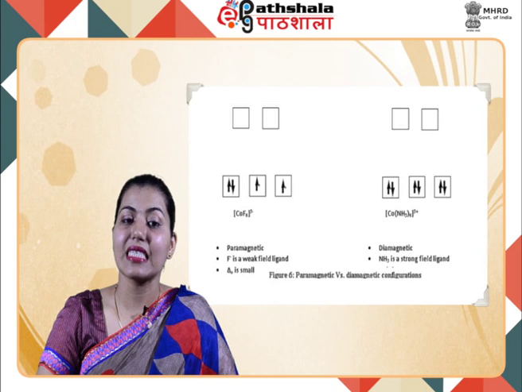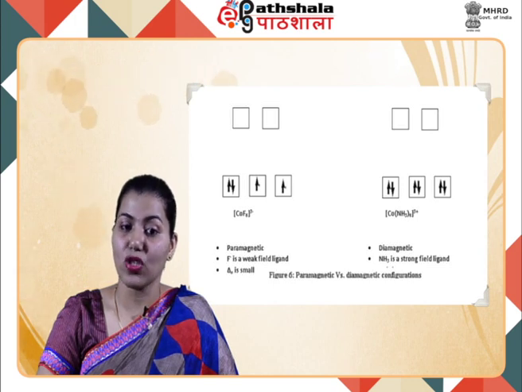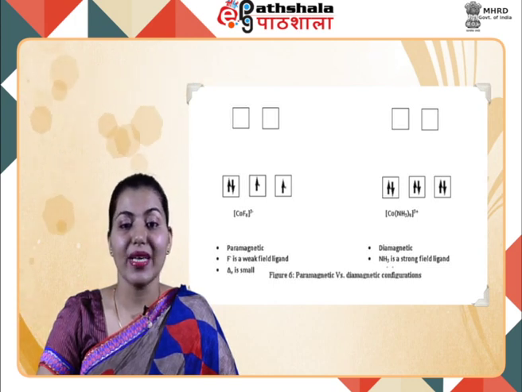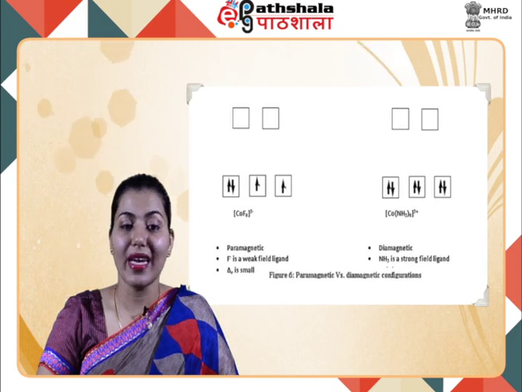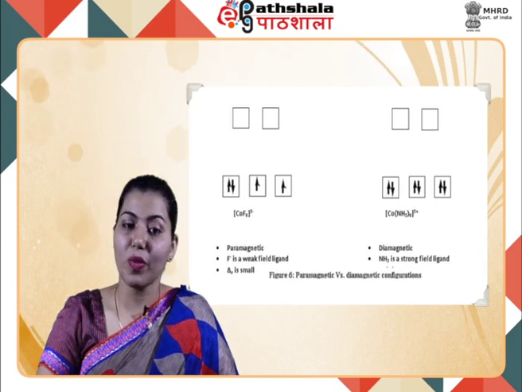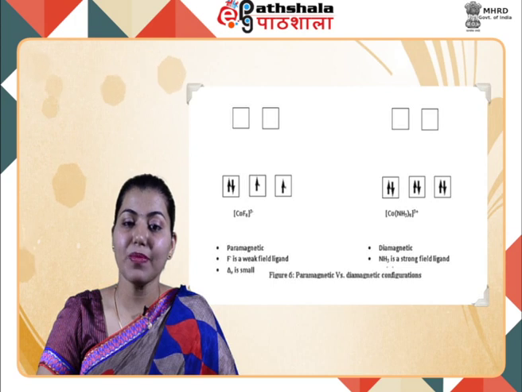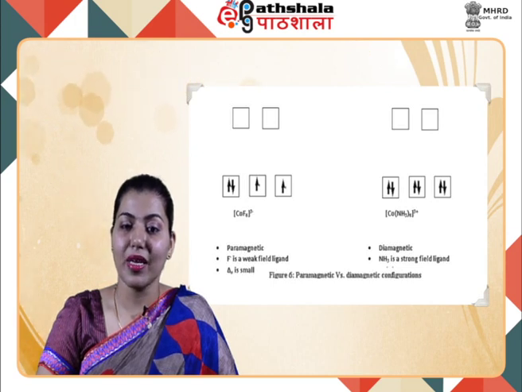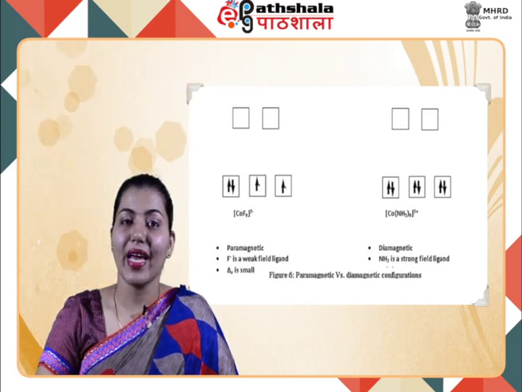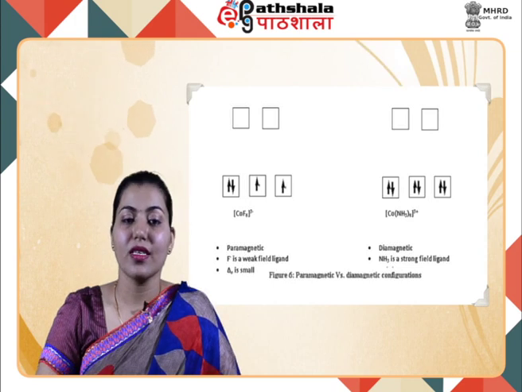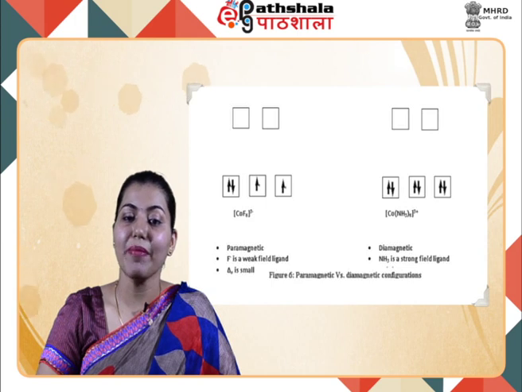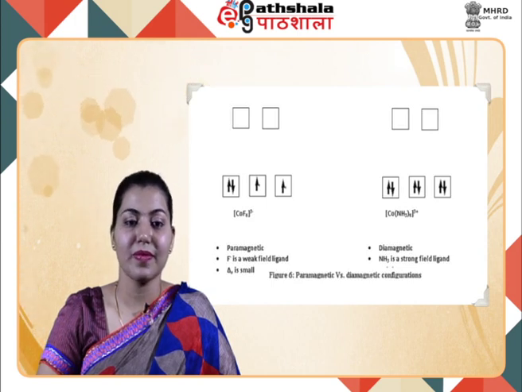Again, the ligands lying at the extreme end of the spectrochemical series are high field strong ligands and form low spin complexes. The examples include ethylenediamine, CN negative, CO, etc. This is the diagrammatic representation of the paramagnetic versus the diamagnetic configurations.